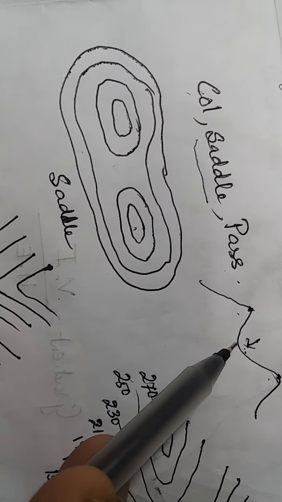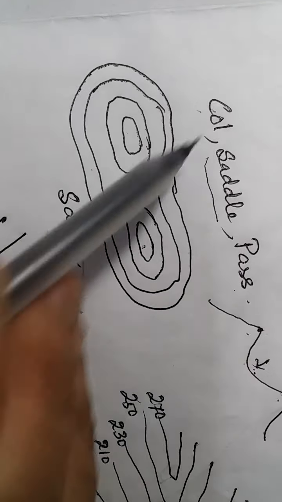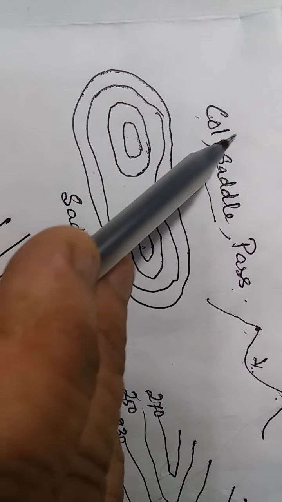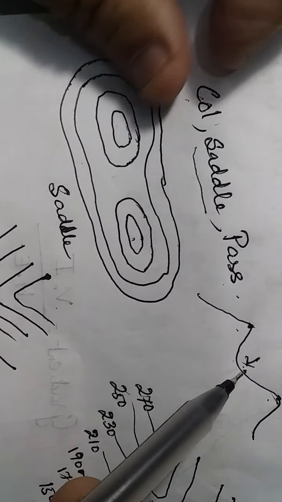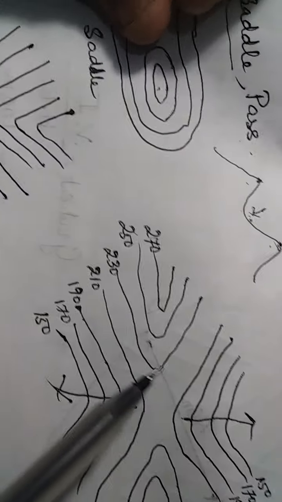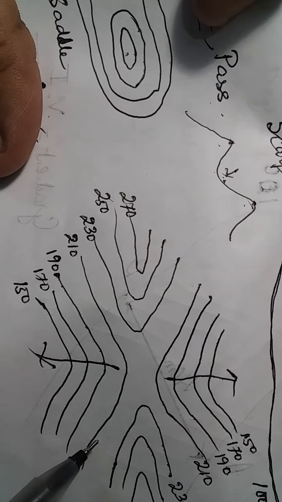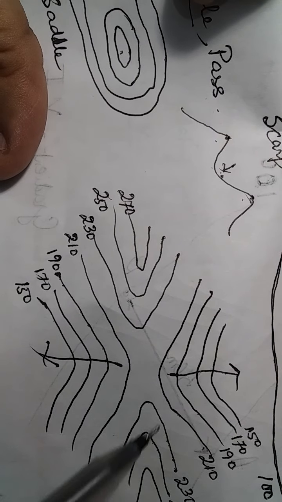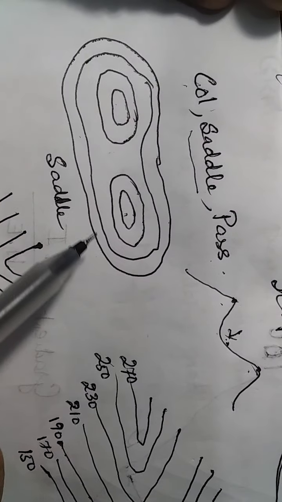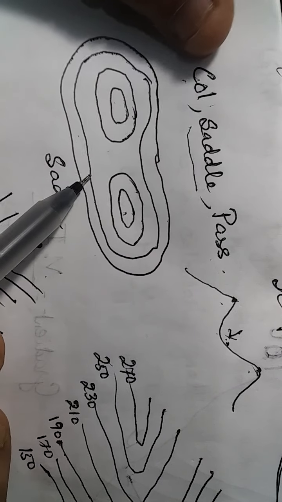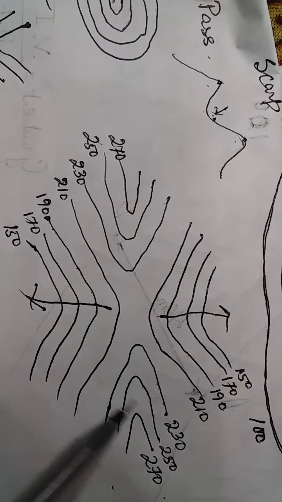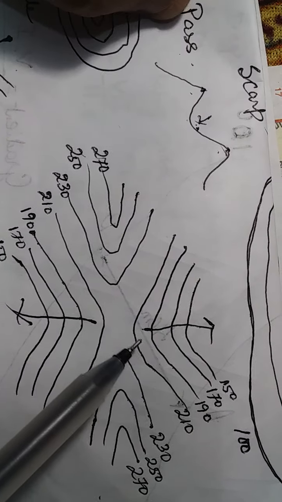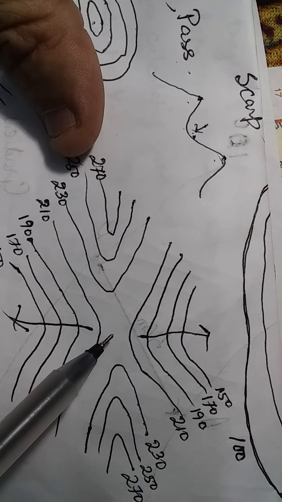The same feature, if it is among high mountains, then we call it col. Since it is among high mountains, the number of contours will be more. I have just taken the contours, I have not completed the whole thing here. So you can see the number of contours will be more here. In saddle we have taken only few contours. That means it is a low hill. But here the number of contours are more, and therefore it is higher. So when it is among mountains, then we call it col.